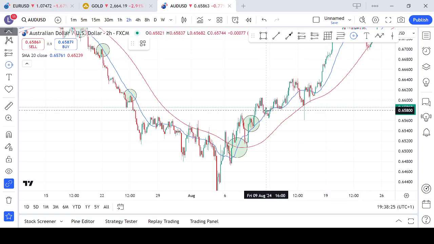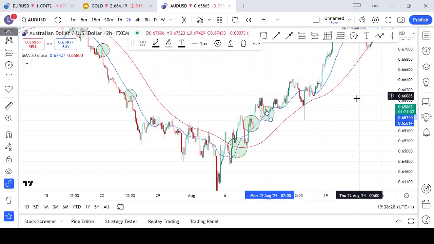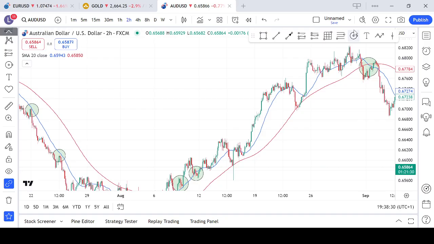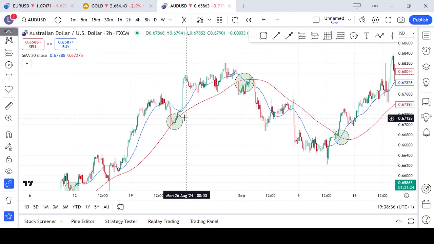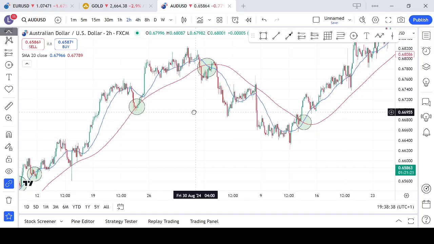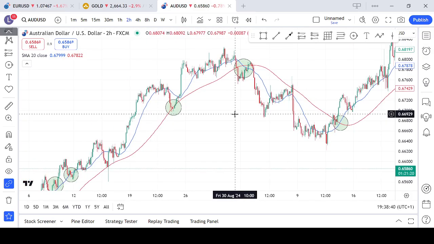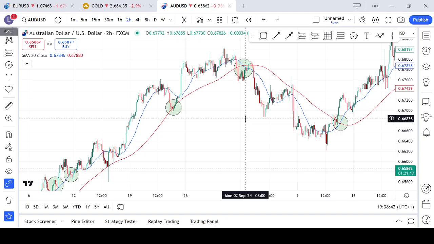Price keeps bouncing off it each time, and if it breaks the short-term moving average, it can bounce off the long-term moving average also, just like we have here. So that is how you can use the moving averages in swing trading.